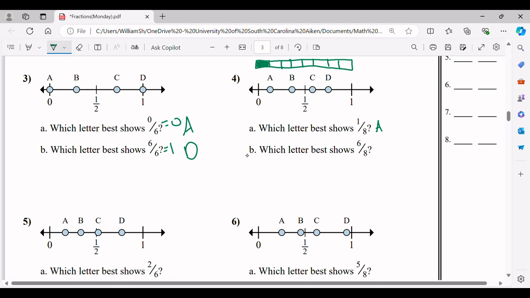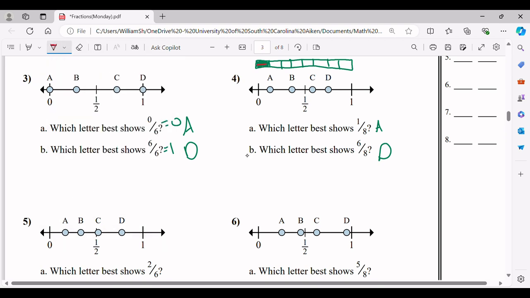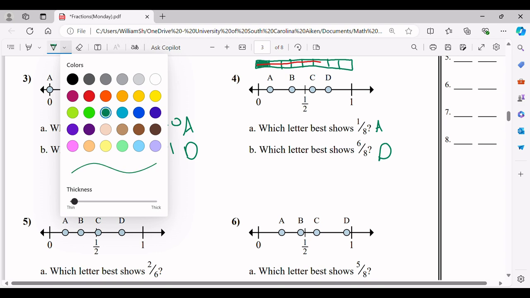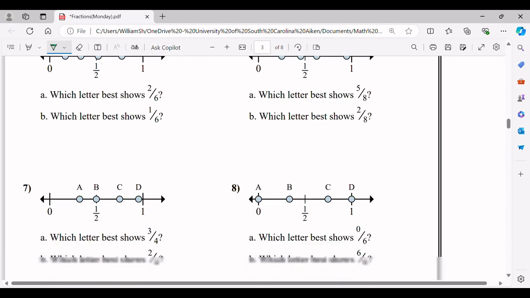Which letter best shows 6/8? Okay. In the same way, we can count to 6. 1, 2, 3, 4, 5, 6. That should be D. Because 6 pieces, if I had to color in 6 pieces here, I would have to color from here all the way to here. 6 pieces of that rectangle.